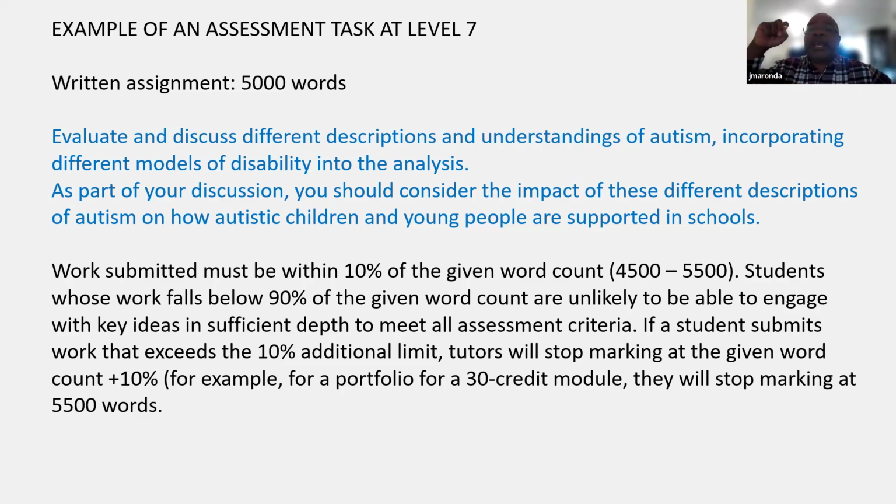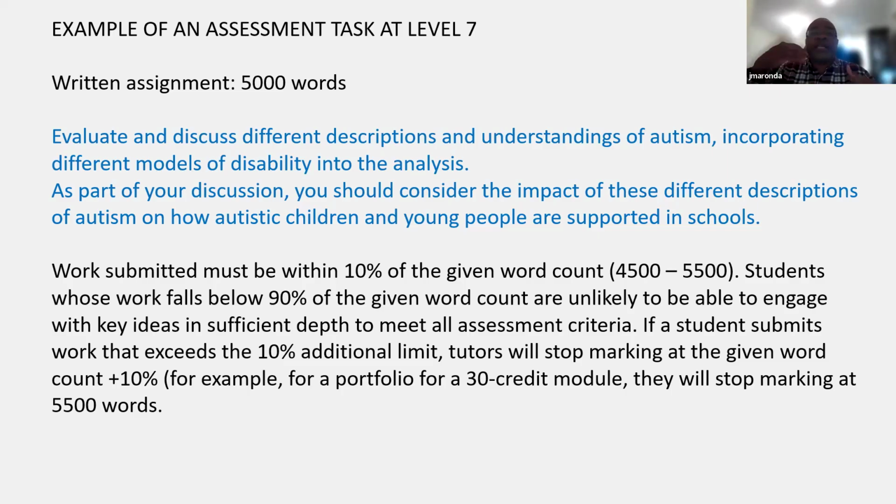So then from the subject, you need to go to your restrictions. So the restrictions are the different descriptions of autism. Yeah, so you are looking at different descriptions. You are also looking at models of disability. Those are the restrictions. So when you are reading, you don't simply read anything that is relating to autism.